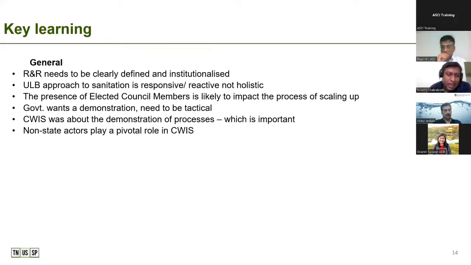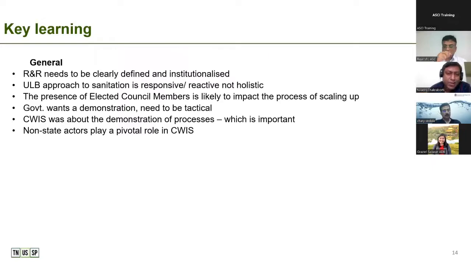So these are the points that I think will be very useful for many people who are willing to intervene on the ground on CWIS. I'm not going to repeat the R&R and ULB approach because we already mentioned them. Just two points I want to highlight. One is that when we started implementing CWIS, we had to listen to lots of requests for demonstration. So in that area we have to be very tactical, because government most of the time keeps requesting demonstration or infrastructure, whereas CWIS talks about something very different. But through whatever CWIS implementation, we went through lots of processes, and that was a very big learning for us.